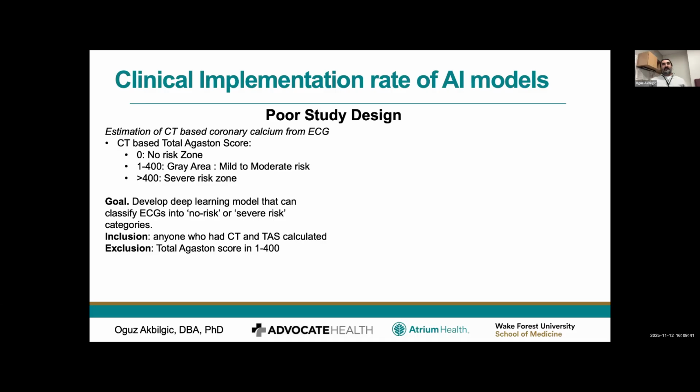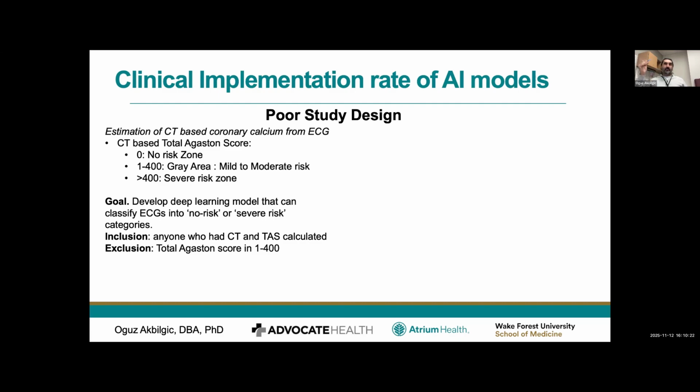So now let's think about an AI model that can classify electrocardiograms into no risk or severe risk. Why would we want to do this? Because not everyone is getting a CT, but many more people can get an electrocardiogram. We have more than 300 million electrocardiograms recorded in the United States alone. Repurposing these for coronary calcium would be a great idea, and it is really addressing a major clinical need. And this is from an actual paper, a real published study.